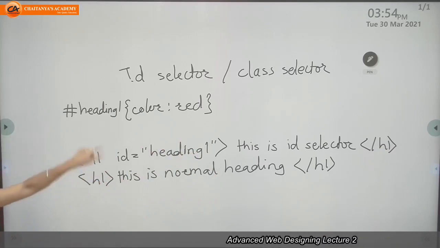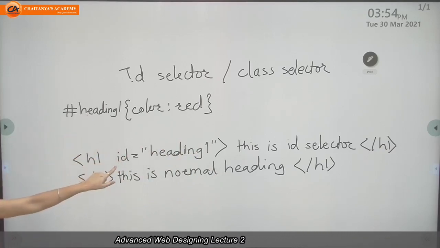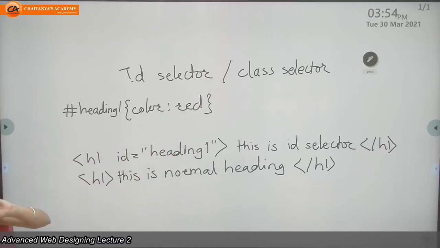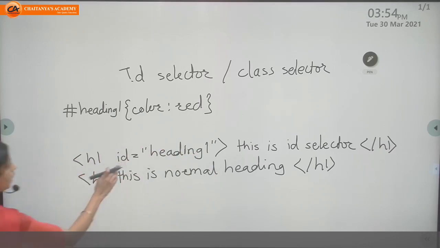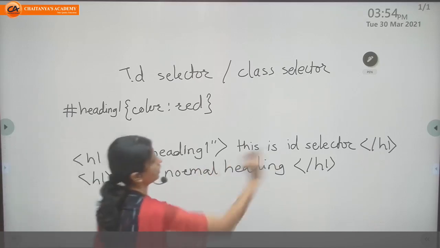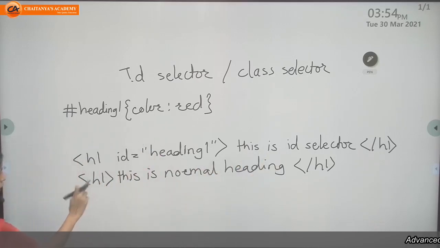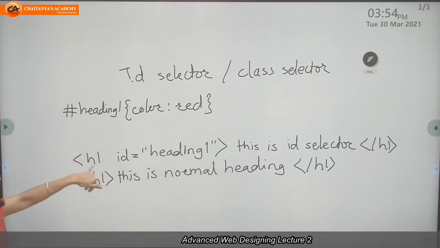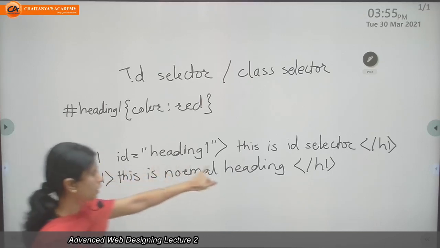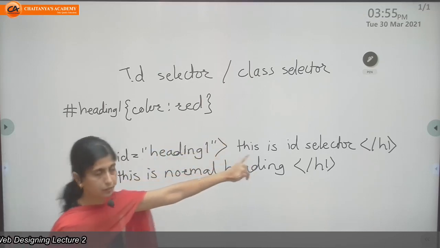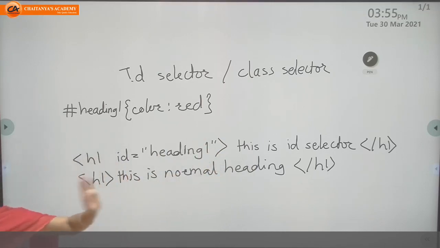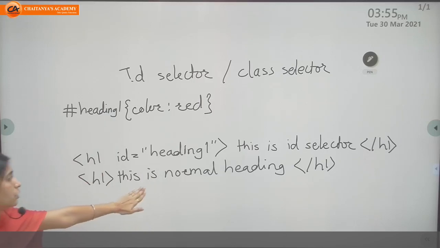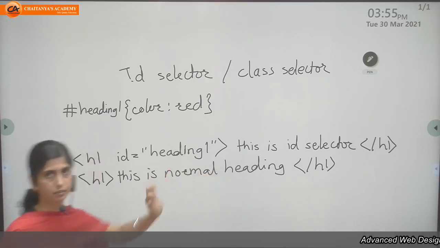Next, whenever I want to use this selector, I need to use the word ID as an attribute. ID equal to heading 1. This is ID selector. Again I use h1, this is normal heading. Means when I execute this program, the text inside this h1 will be with red color. But the text inside this other h1 remains unchanged. It will not show any change. It is by default black color.